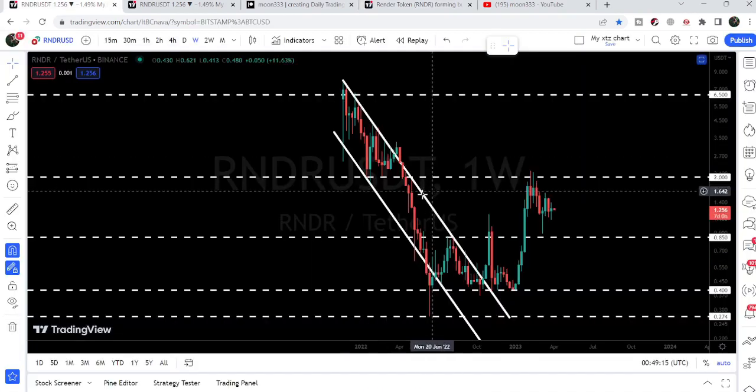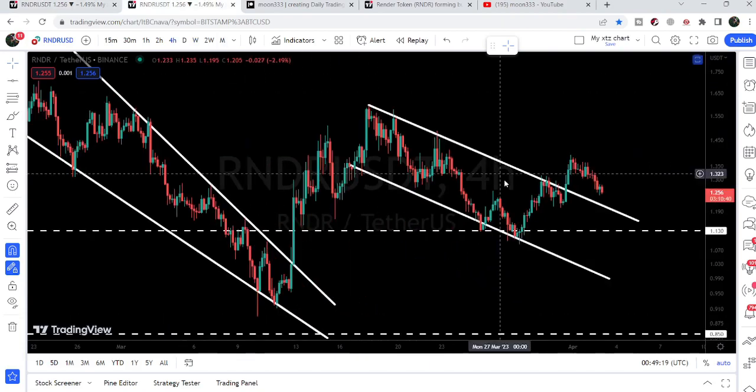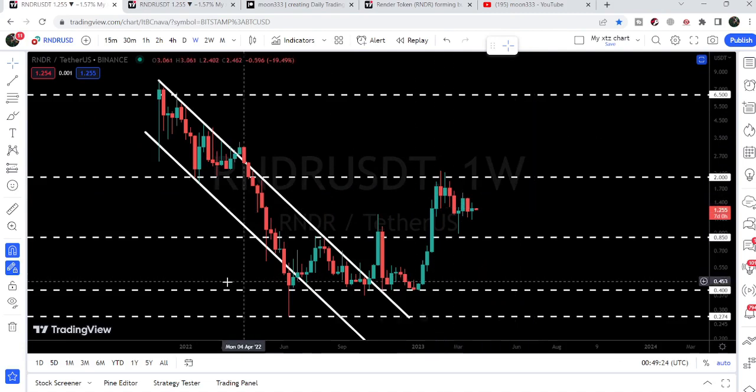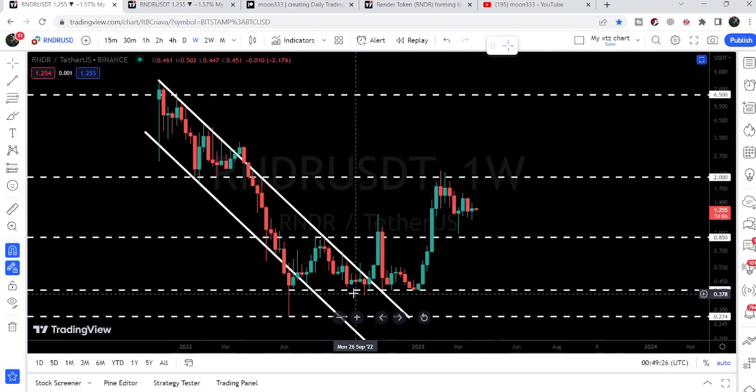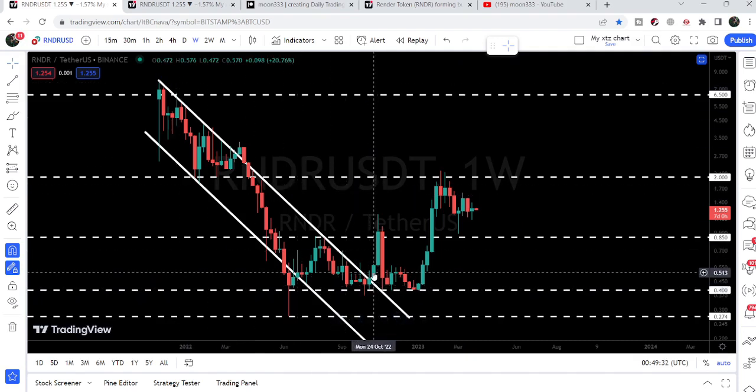Now let me take you here first on the weekly time frame chart, and then I will also show you this breakout from this down channel as well. On this weekly time frame chart, we have a very nice development, very big bullish development, you can say, because we have already broken out a very long-term down channel, and we broke it out here in the month of October 2022, but got rejected by this resistance of 85 cents.